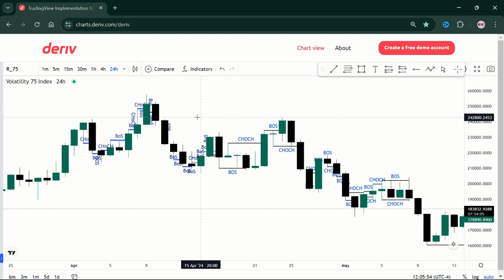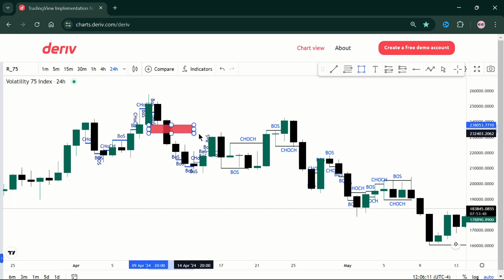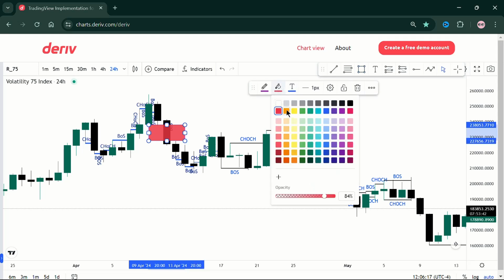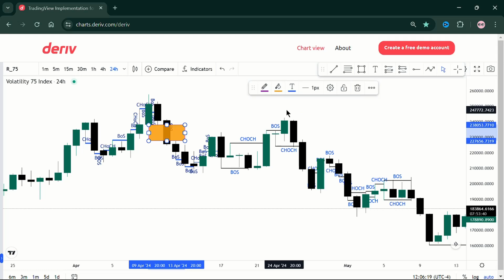Okay, so if you already know what an order block is, this is an order block, because you have a fair value gap down here. So if we draw a fair value gap just down here, starting from that candle there to this candle down here. Okay, let me just change the color. I think that's better.